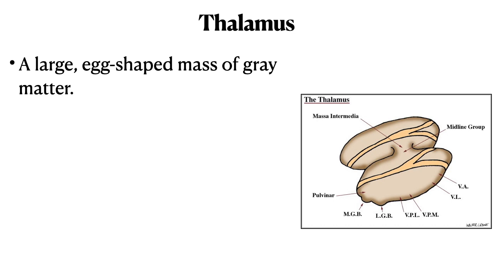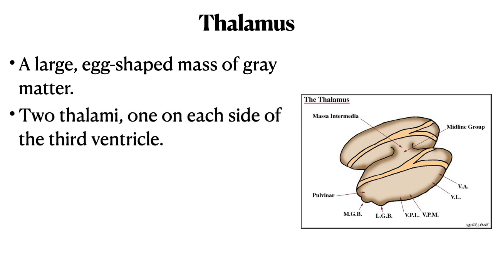Each thalamus is a large egg-shaped mass of gray matter. So there are two thalami, one on each side of the third ventricle. The third ventricle is located between the left thalamus and the right thalamus.